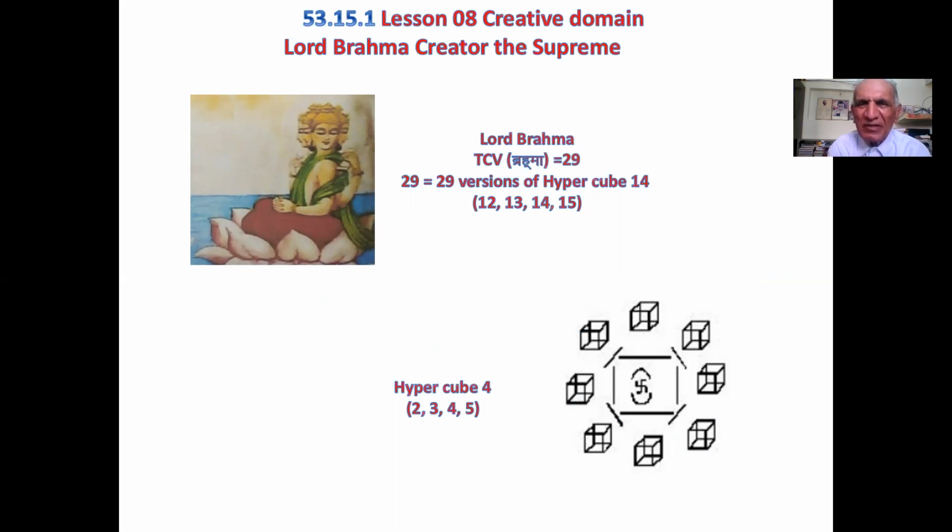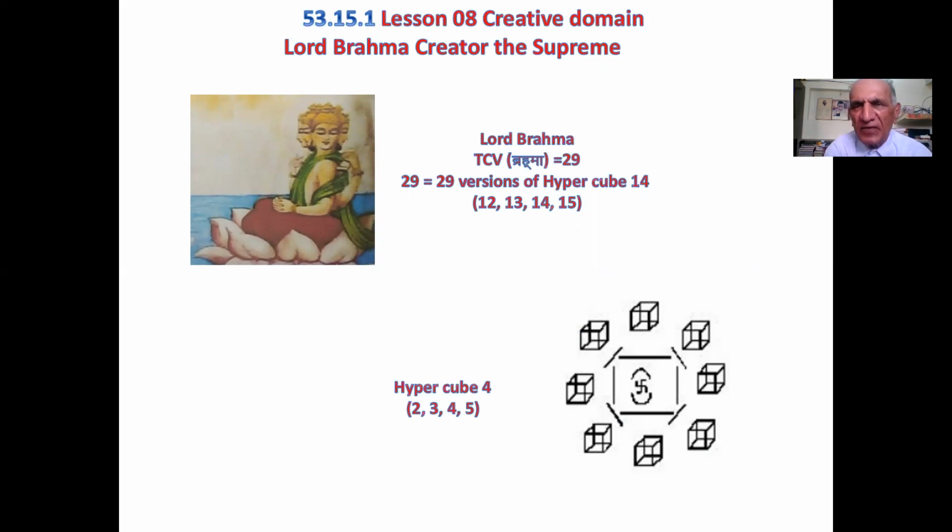The formulation Brahma is of TC value 29, and value 29 is parallel with 29 versions of hypercube 14, while value 14 itself is parallel with the summation value of four folds of hypercube 4, the representative regular body of force space in force space along the manifestation format of features parallel with the idol of Lord Brahma.